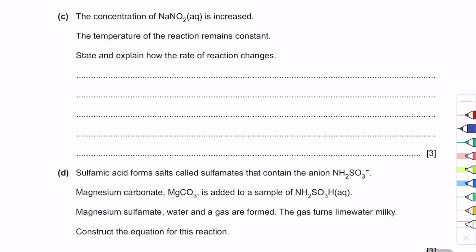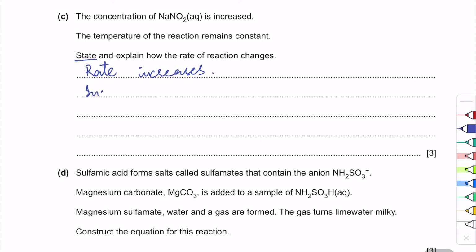ठीक है. The concentration of NaNO2 is increased, the temperature remains constant. State and explain how the rate changes. So concentration से क्या होता है? Concentration is how many particles you have in the same volume. That's what concentration is. So अब आपने particle ही ज़्यादा कर दिए. When you have more particles, they're going to collide more. When they're going to collide more, there's going to be more frequent collisions that are fruitful or successful. तो आपका rate increase करेगा. So we'll say that सबसे पहले हम state कर देते हैं. Rate increases.